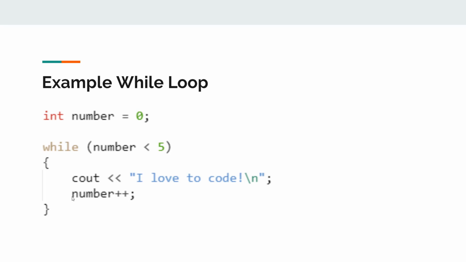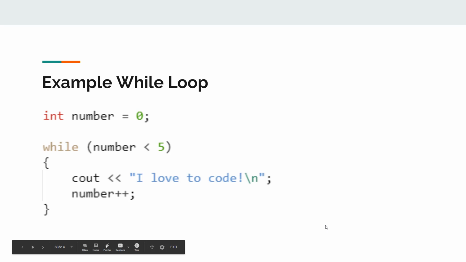We have to get it closer to exiting the loop. Think about if we commented out the number plus plus here. Number would be 0. We would see "I love to code." And then we'd go back to the top and we'd say, is 0 less than 5? That's still true. And we would see "I love to code" again. And we would continuously loop forever. We would be stuck in an infinite loop. And that's not a good thing. That's something that we definitely want to avoid if possible.